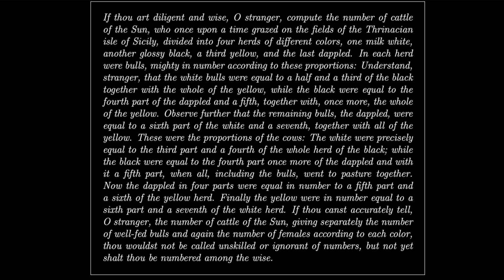So it's this kind of elaborate problem, starting with: if thou art diligent and wise, O stranger, compute the number of cattle of the sun, who once upon a time grazed in the fields of the Thrinacian Isle of Sicily, divided into 4 herds of different colors, white, black, yellow, dappled, etc., in each herd bulls, a mighty number of each color. The idea is that it's this extremely long and convoluted set of criteria that give you a ton of different equations and a whole bunch of different unknowns, and you have to try to figure out what each of those unknowns are.